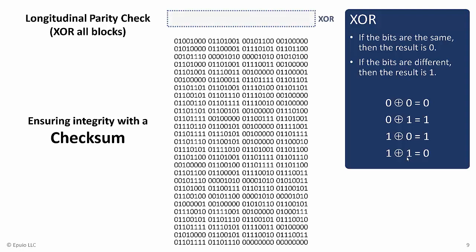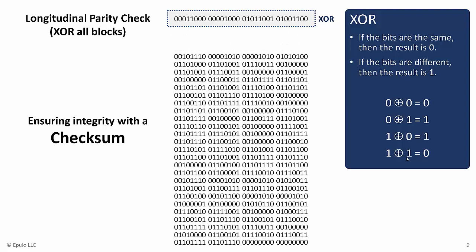So what we're going to do is set up our little XOR machine up here at the top. We take our first block, and there's nothing to XOR it with, so it just goes right up there into the little XOR machine. And then we're going to take the next block, and we're going to XOR that with this first block.